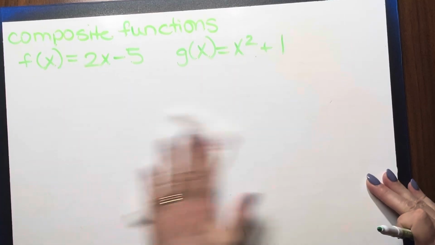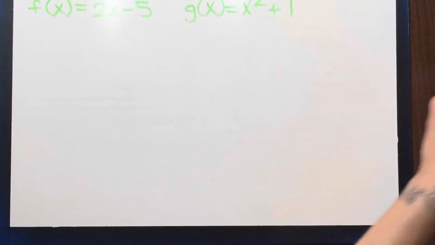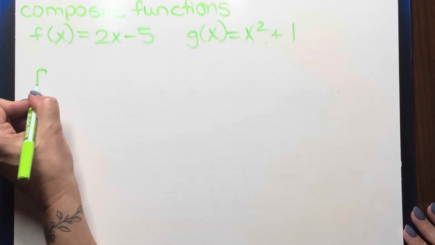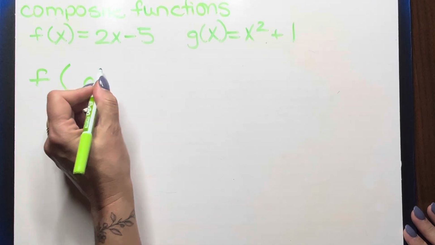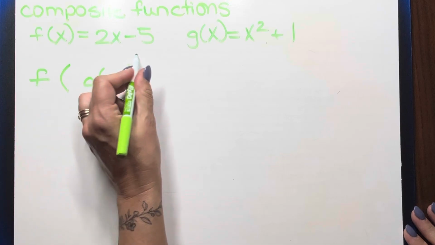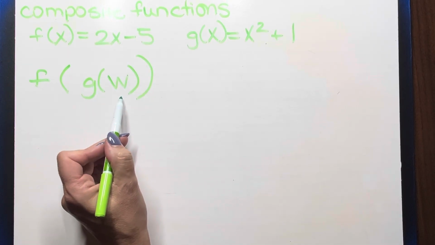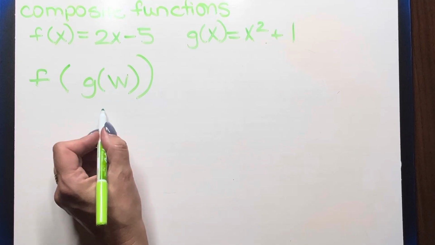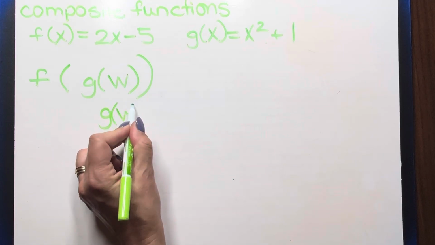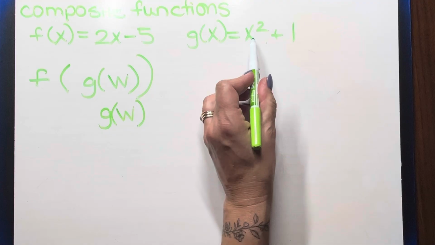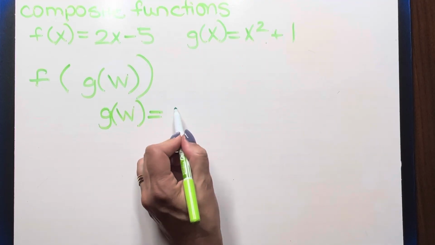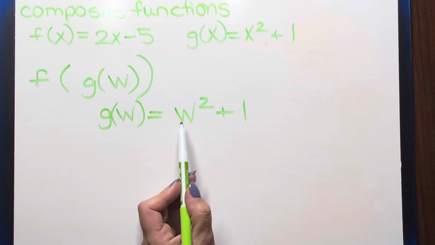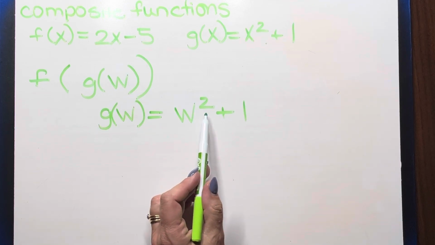What if what we're substituting in isn't a number at all? What if we do something like this? f of g of w. So I don't have a numerical value for what I'm evaluating. I just have a different variable. All that tells me is that instead of the x, I'm going to put in a w everywhere I see x. So instead of x squared, this becomes w squared.